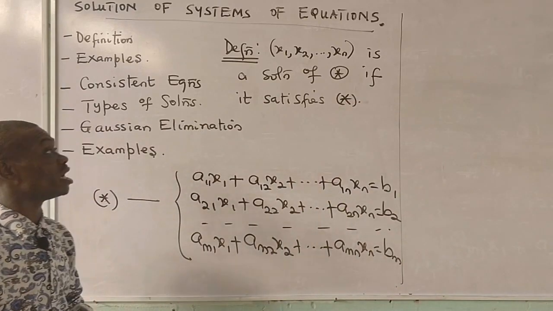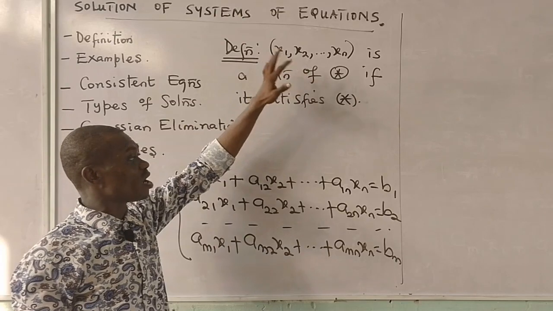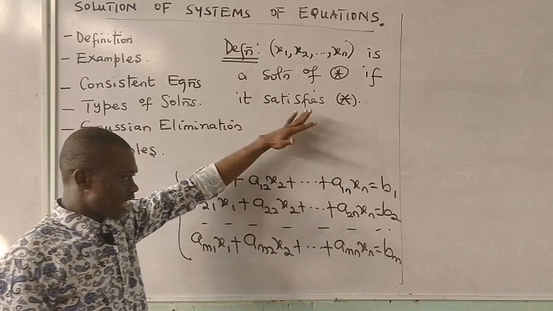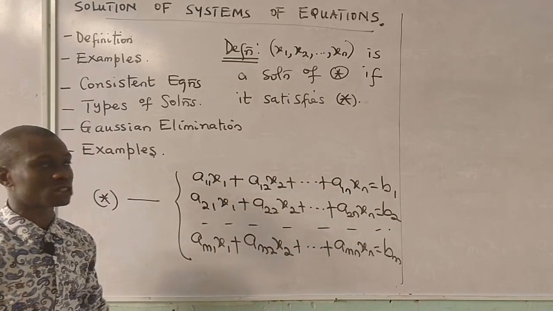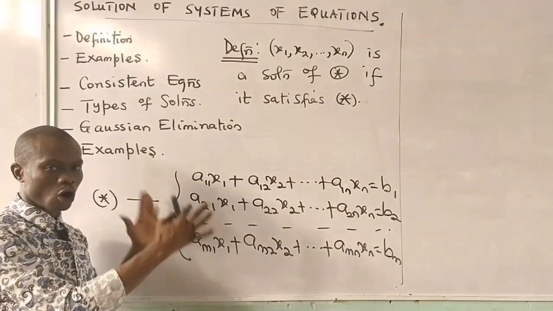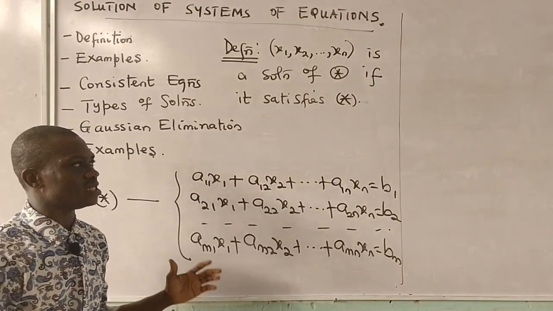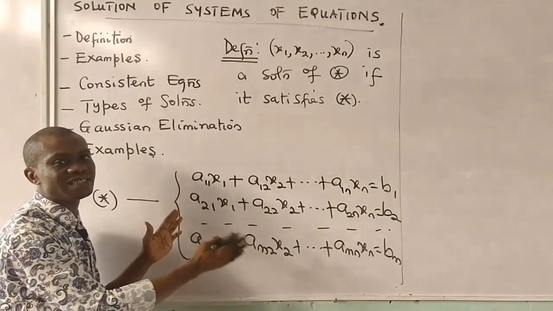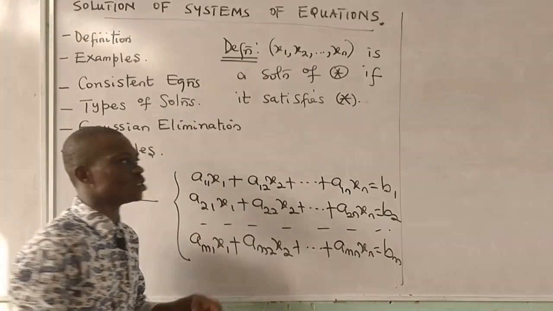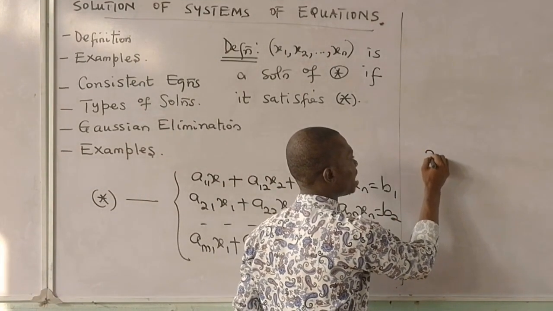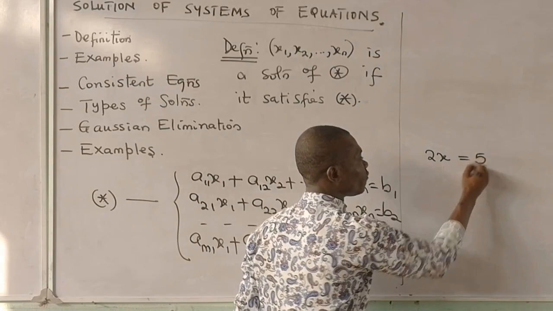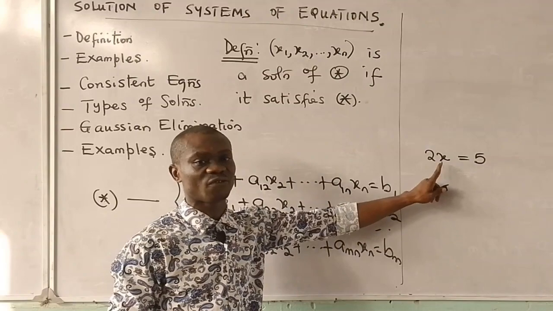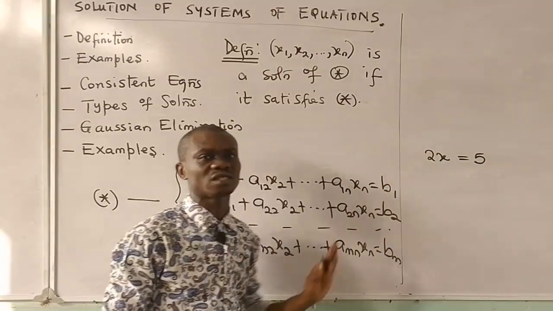So if you are able to find the values of x1, x2 up to xn that will be true for all these equations, then we say that it is a solution of the whole system. Now remember that the particular difference between solution of a system and that of a linear equation is that if I have a linear equation, let's say 2x is equal to 5, then you are just looking for the value of x that will satisfy just this equation.